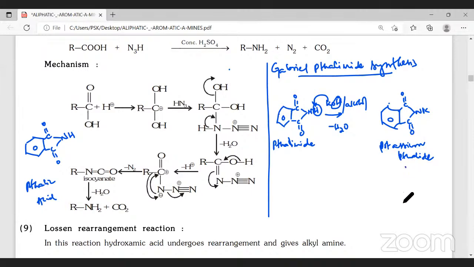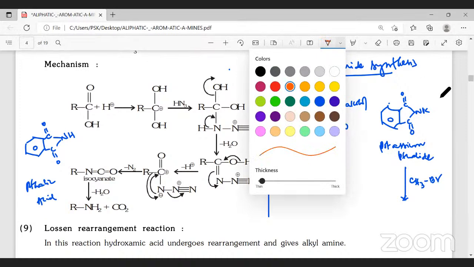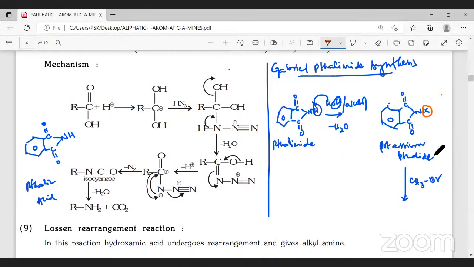This potassium phthalimide, when it's allowed to react with an alkyl halide, for example, CH3Br, methyl bromide, what happens is this potassium and bromine get eliminated as KBr. In place of K, the CH3 goes. I'll continue the reaction from here.